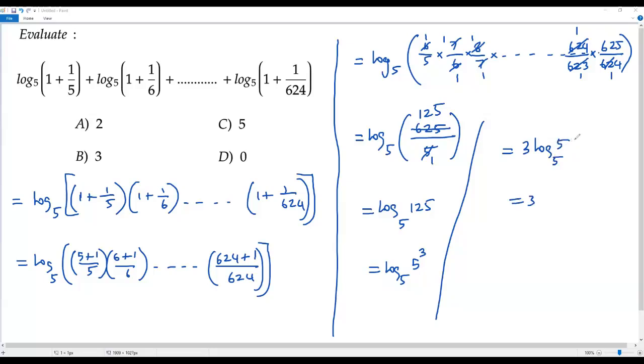In this logarithm, the argument is 5 and the base is 5. In a logarithm, whenever the base and the argument are equal, the value of such a logarithm is 1. So the value of this logarithm is 1. Finally we get 3 times 1, which is 3. So the correct answer choice for this question is option B.